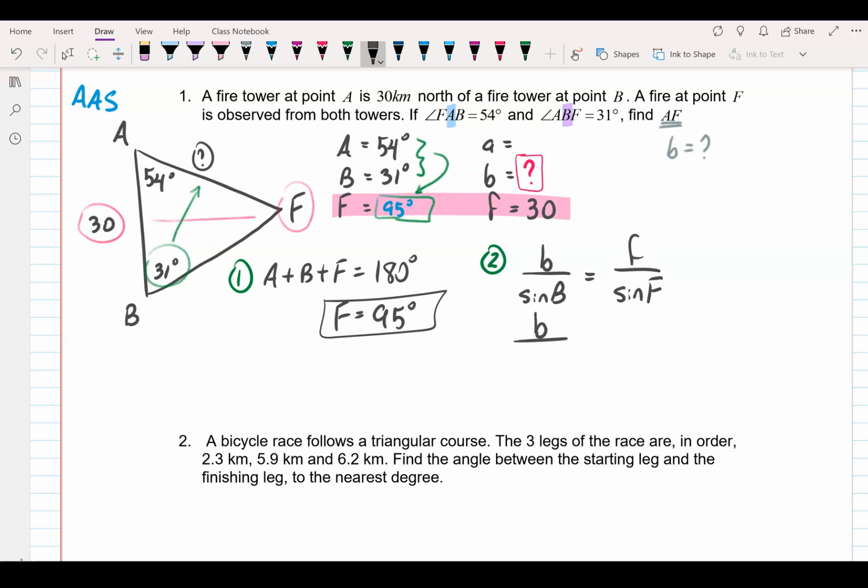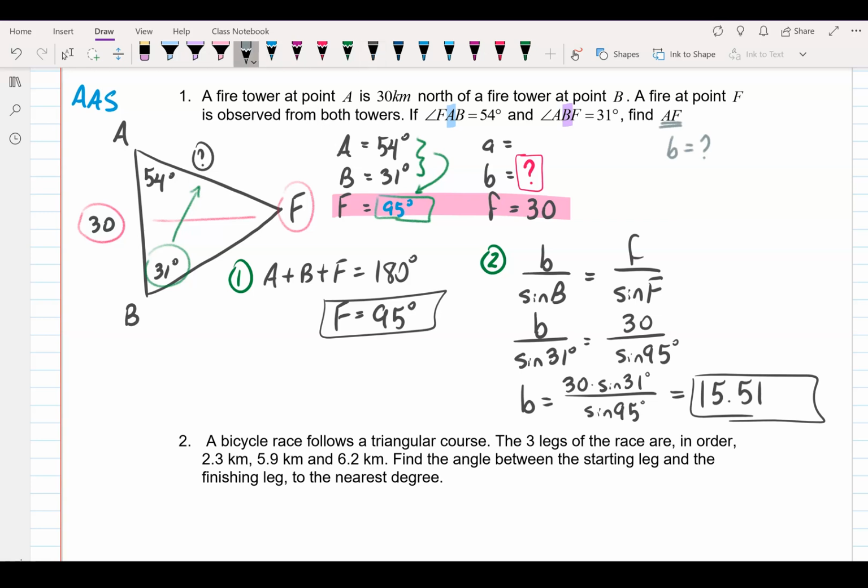Let's just put in our known information. We just need to get rid of the sine 31 by bringing it to the other side and calculate it. If you calculate that out, you should get 15.51. And it's kilometers. The question gave us units in kilometers, so it's a good idea to keep that in there. At the end of the day, our answer is 15.51 kilometers. So the distance from the fire tower at point A to the fire is 15.51 kilometers.